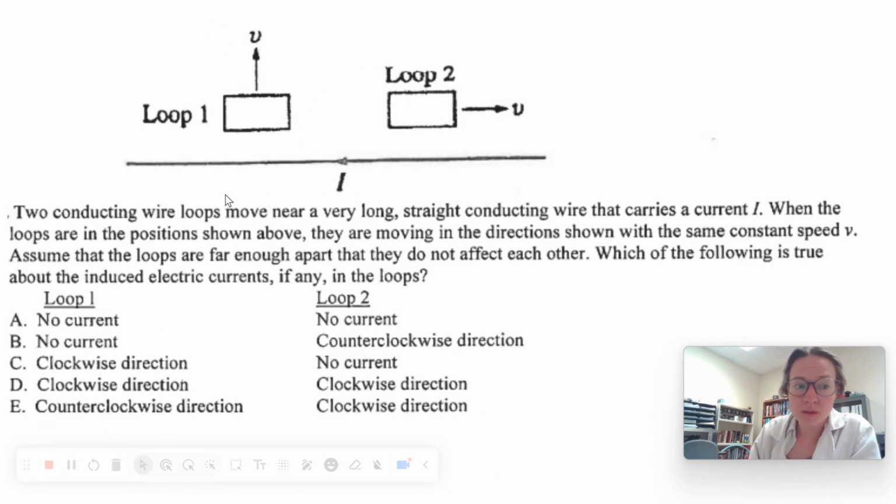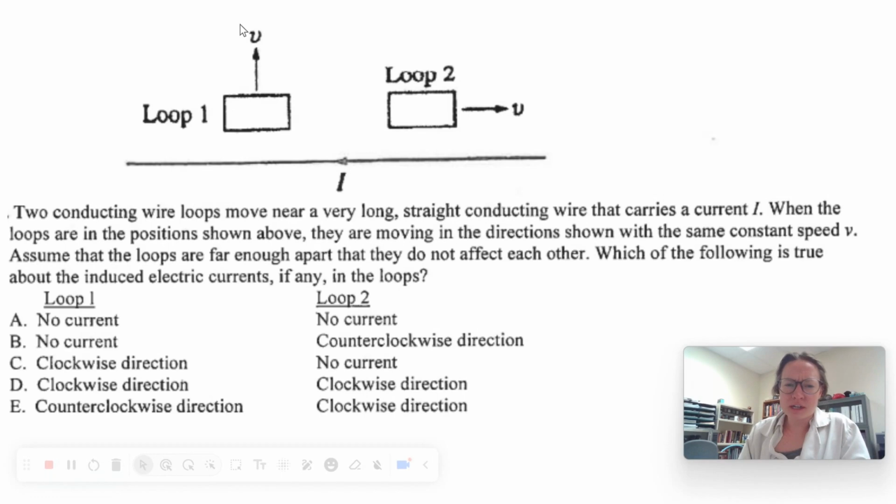Here we go. Two conducting wire loops move near a very long, straight conducting wire that carries a current I. When the loops are in the position shown above, they are moving in the direction shown with the same constant speed v. Assume that the loops are far enough apart that they do not affect each other. Which of the following is true about the induced electric currents, if any, in the loops?